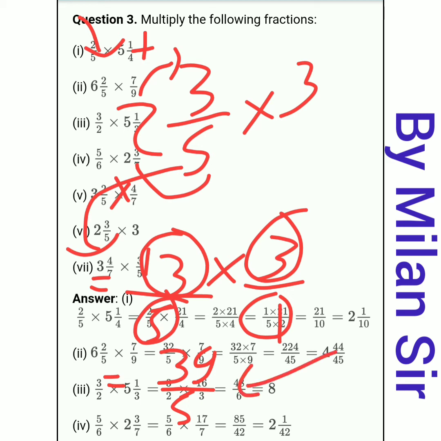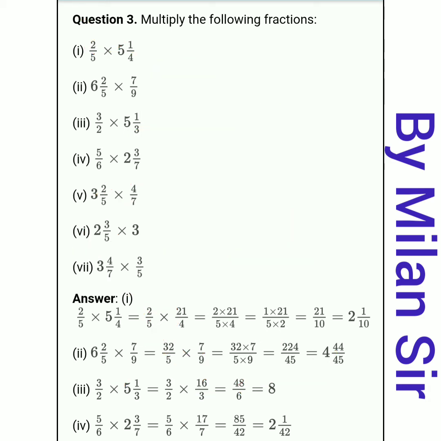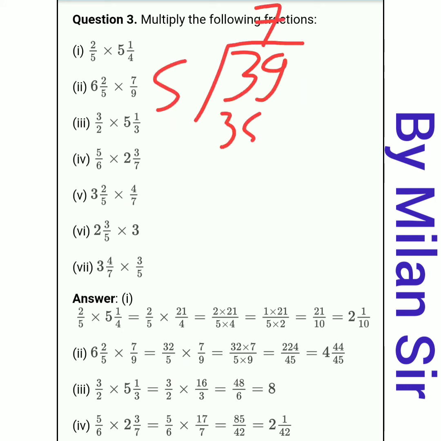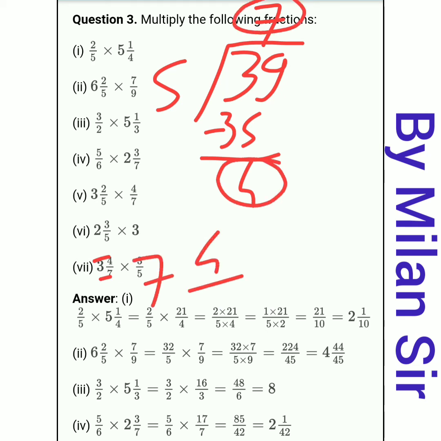This is an improper fraction, right? So we can convert it into the mixed fraction. So 39 divided by 5. So 5 7s are 35 and 9 minus 5 is 4, remainder 4. So we can write like this, 7 integer, this remainder 4 divided by 5. Right? 7 integer 4 by 5. This is our final answer.